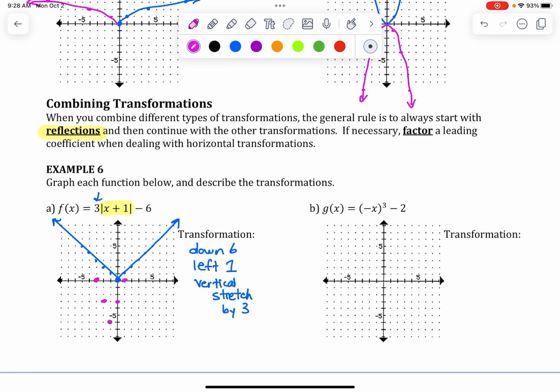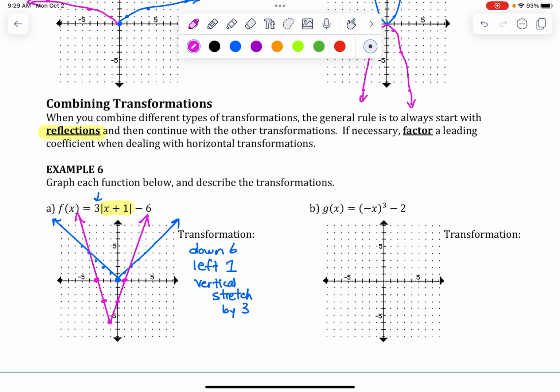And again, all of the original points are moving down 6 and left 1, but then they're being stretched accordingly. All right, so it's a little bit tricky. So start with that vertex point, and I think from there, everything else will follow. And of course, you can always graph it on your calculator and plot the points. Okay, but that's the general idea.